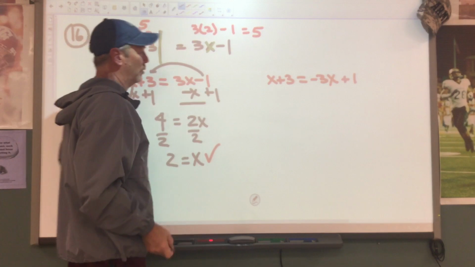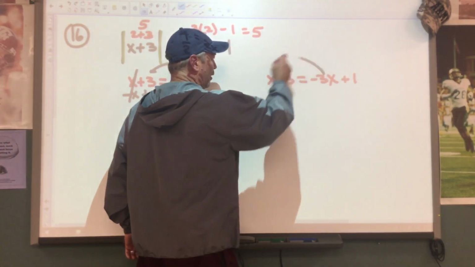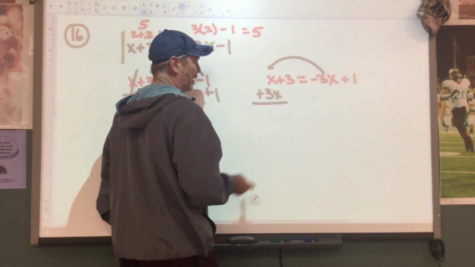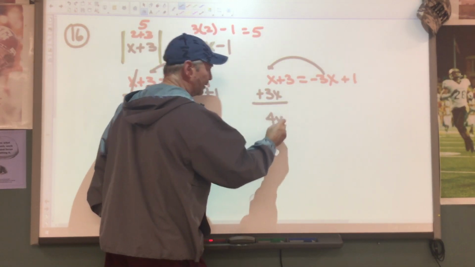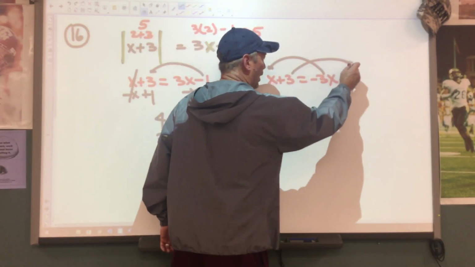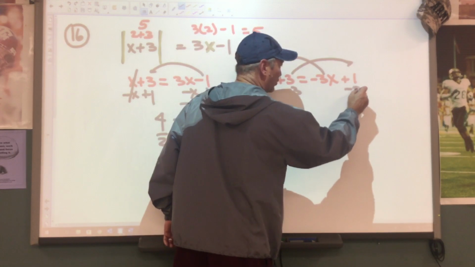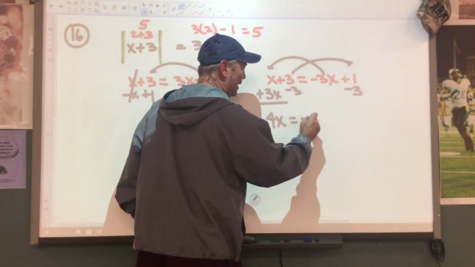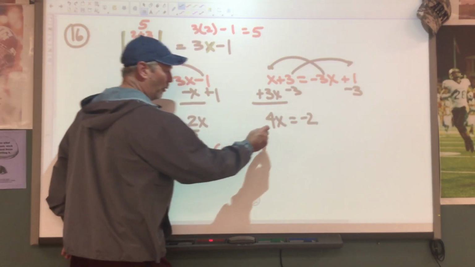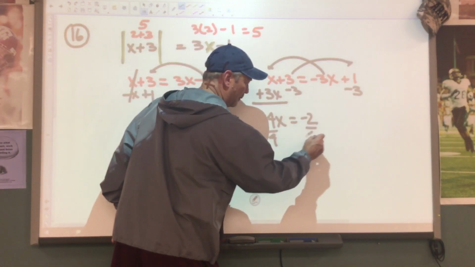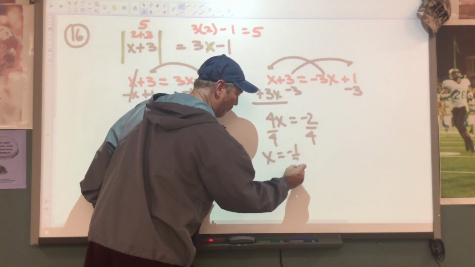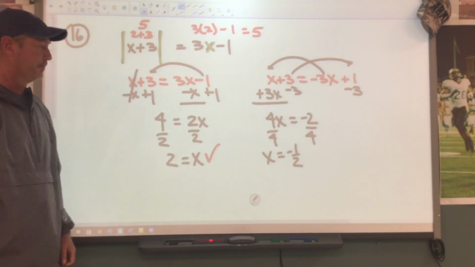Okay? We work the next problem. Move this over here. We're going to say plus 3x. That's going to give me a total of 4x. We move our 3 to the other side. We move it the other way. We're going to say minus 3, and that's going to equal negative 2. We're going to divide by 4. And when we reduce, we get x equals a negative 1/2. We have to see if that's a good answer.